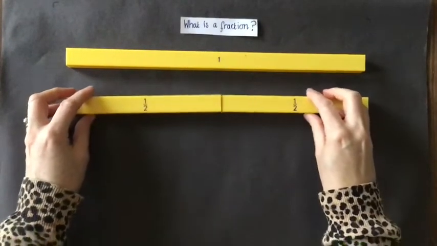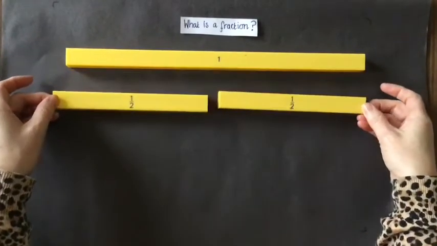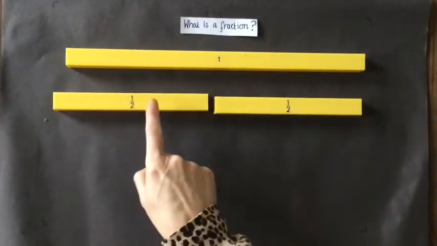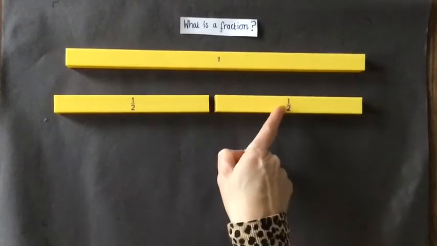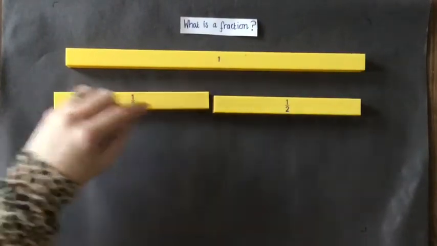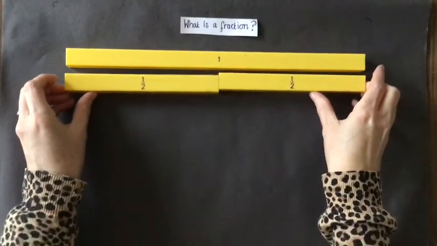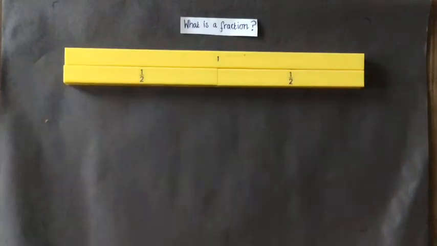Here we have one whole that has been divided into two. So we say it has been divided into halves. Here's one half and another half. When it's written down, we've got 1 out of 2 pieces, and here's the other 1 out of 2 pieces. When they're together, the two halves are equal to one whole.